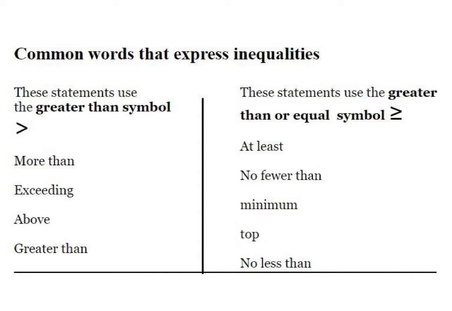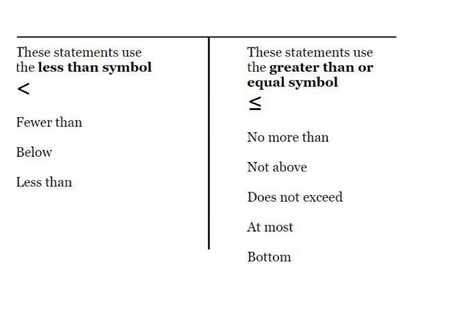I will also have common words that express inequalities. So some of them are easy to understand, like more than or greater than. Then we have keywords like at least or no fewer than, which can be confusing because at least feels like it should be a less than, but notice that it actually means greater than. The same applies with the less than symbol, which gives me at most or no more than, which can be a little confusing. So make sure you refer to these slides as you try to complete the assignments.